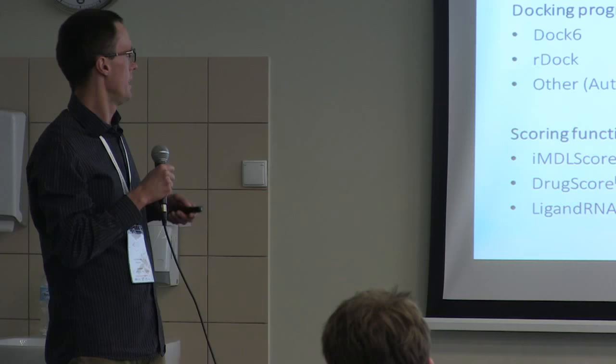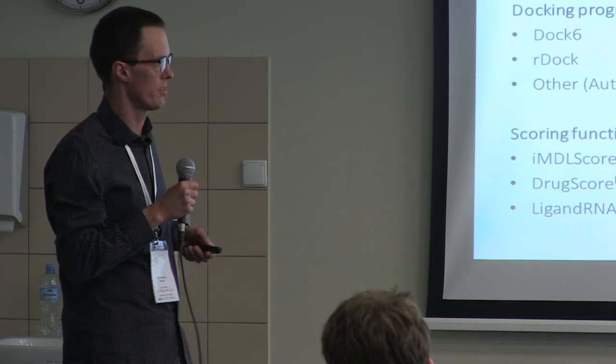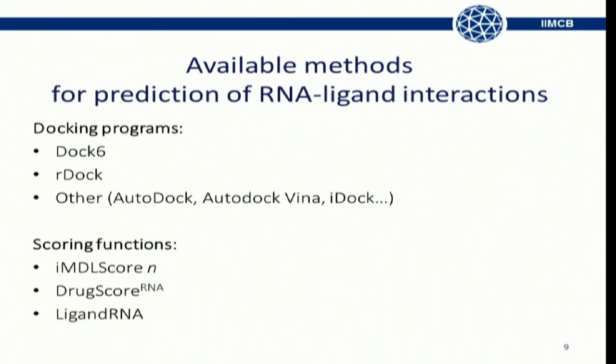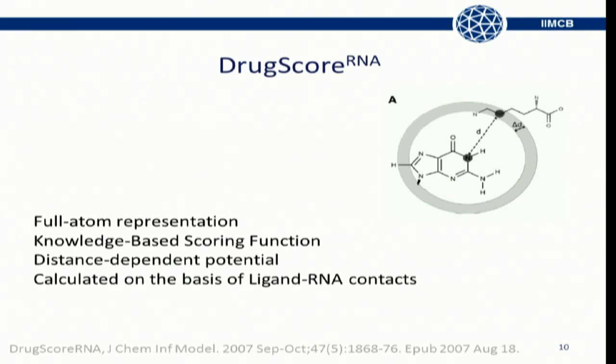And as I said, most of such programs and approaches are developed with proteins in mind, but there are some programs which were either adapted from the protein branch or developed entirely for RNA. There are some docking programs. Most of them are designed initially for proteins, but may also be used for RNA. And there are some scoring functions, which may be applied later after docking to select the best poses in the complex. And there are several scoring functions designed especially for RNA small molecule ligand scoring.